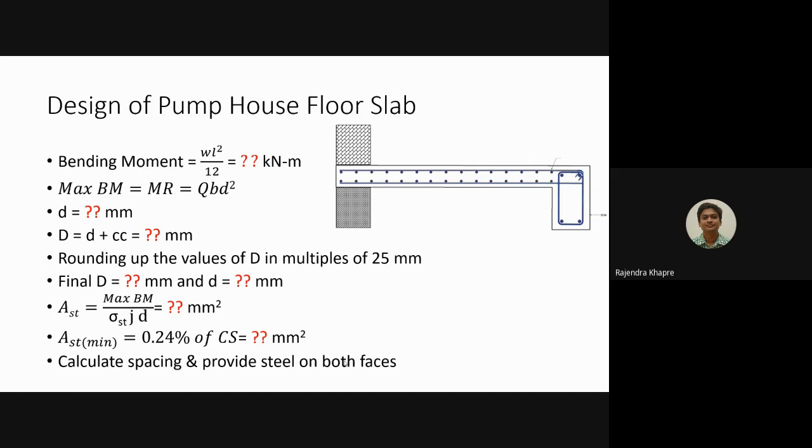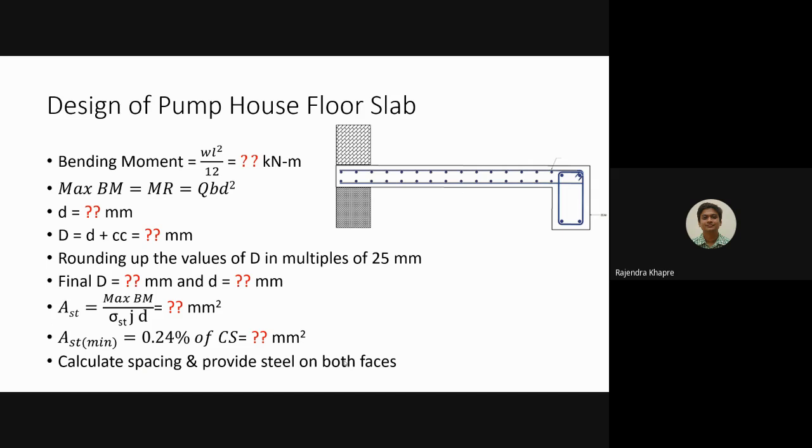Based on this, now we have to calculate the bending moment. For bending moment, we are using a simple expression, that is WL square by 12. This is nothing but a beam which is having both ends fixed. And this bending moment will be there at the top, not at the bottom. At the middle portion the bending moment value will be even lesser.